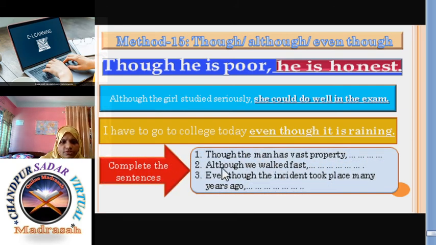Complete the following sentence. Though the man has vast property, can you guess what will be the incomplete one? Though the man has vast property, he wasn't happy, an opposite sentence. Although you worked fast, we missed the train. Opposite sentence.